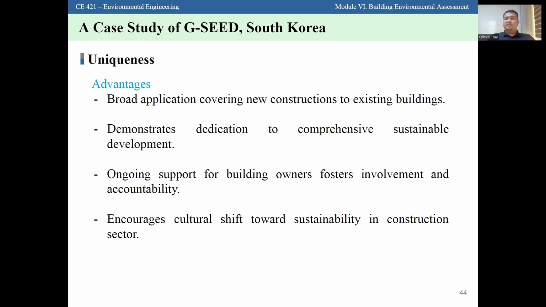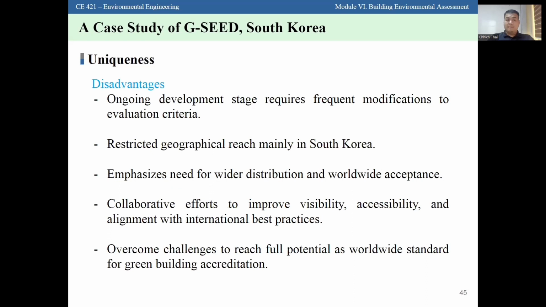And the advantage of GC is that it has a broad application covering both new and existing buildings, as well as demonstrating dedication to comprehensive sustainable development, with ongoing support for building owners to increase involvement and accountability, and encouraging a cultural shift towards sustainability in the construction sector.